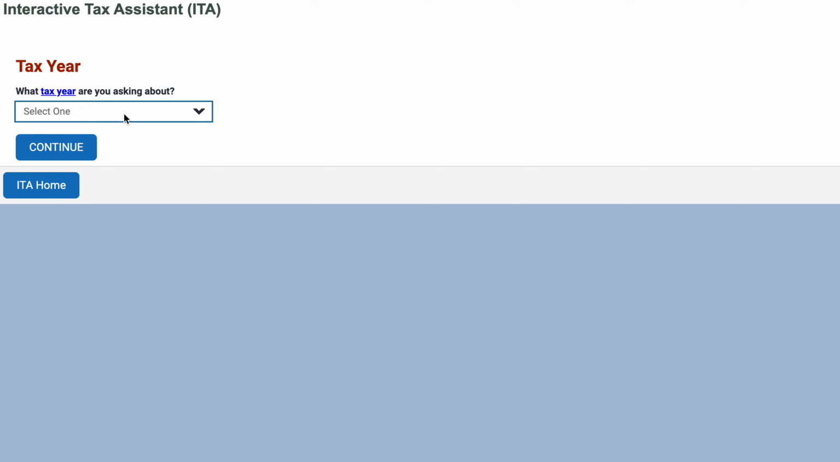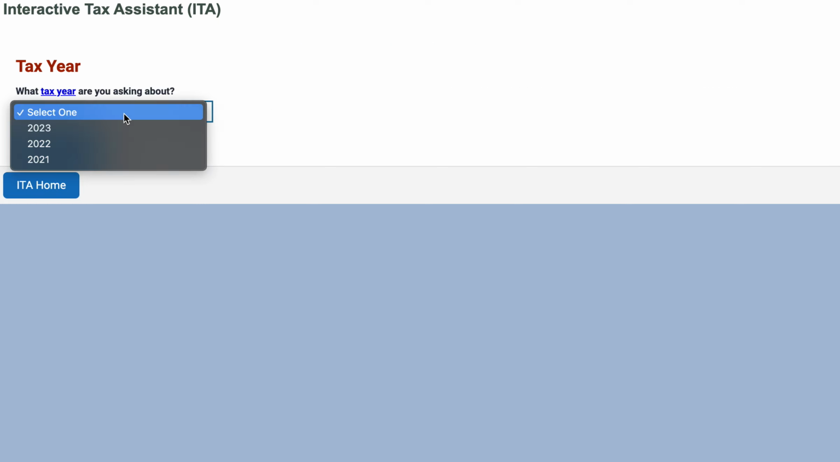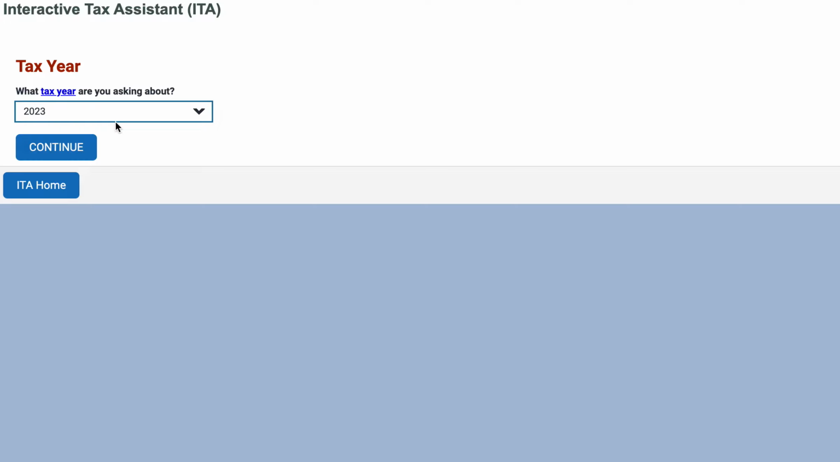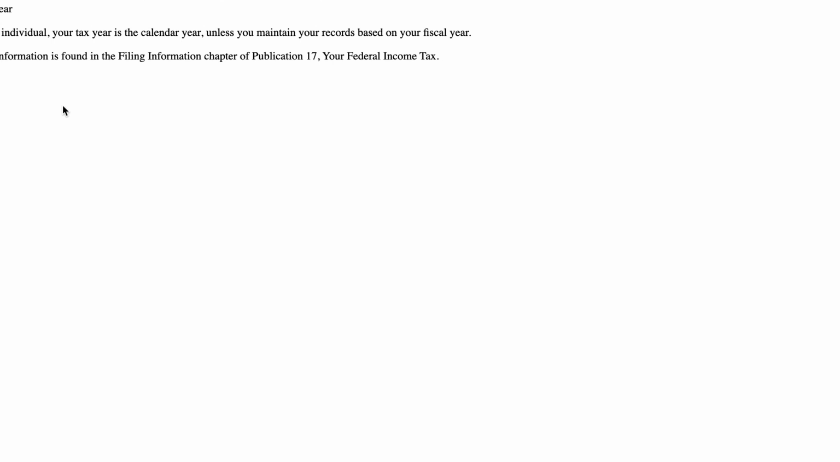So we are able to pick 3 tax years. I'm going to select 2023 being the most recent tax year. Before we move forward, I wanted to take a moment to highlight this. Anytime you see the blue text in this interactive tax assistant, you can click on it and a pop-up will appear that will give you a little bit more background on that particular term.